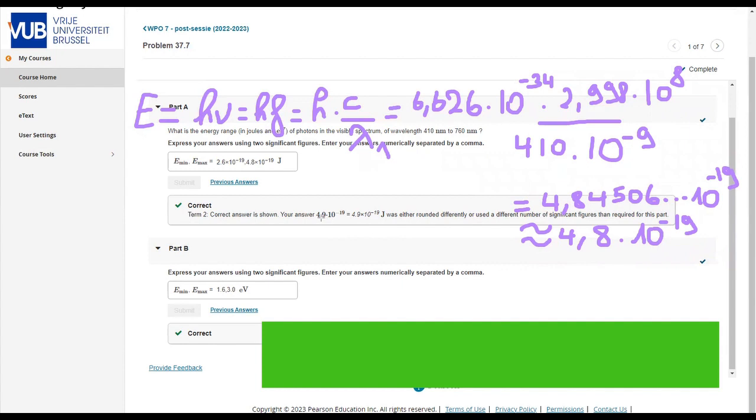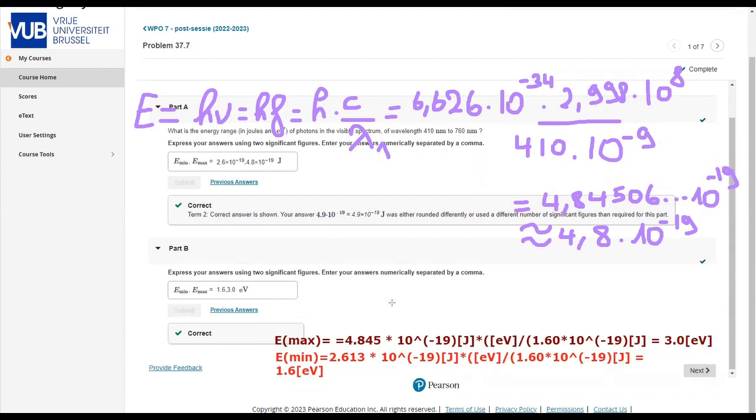Okay, part B is like this. So I just took my answer from part A. As you can see, 4.845 is literally mentioned here. I just put it here and then I use this formula. And yeah, what can I say? You just have to do this and you will have your answer. Next one.